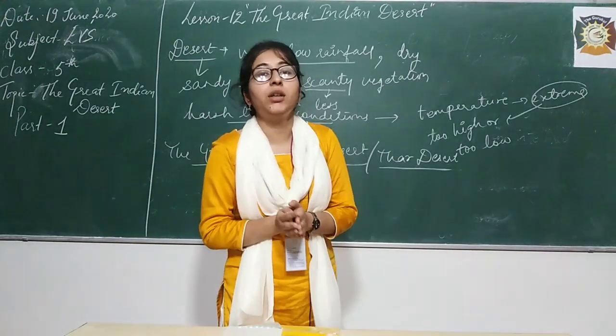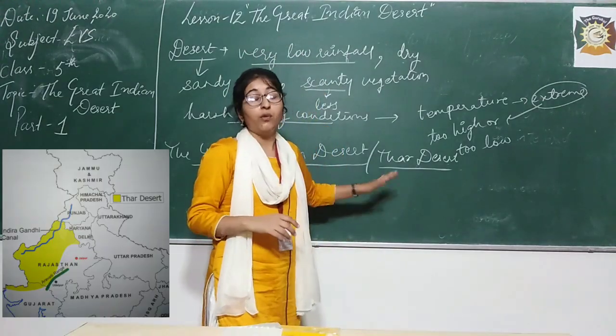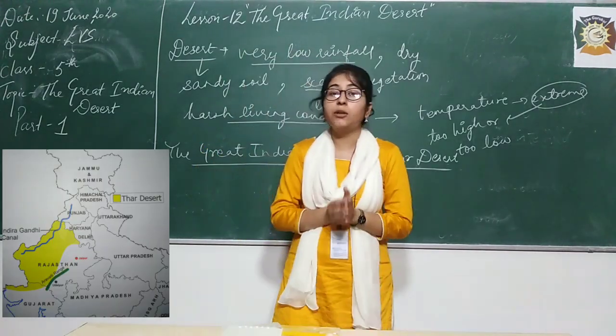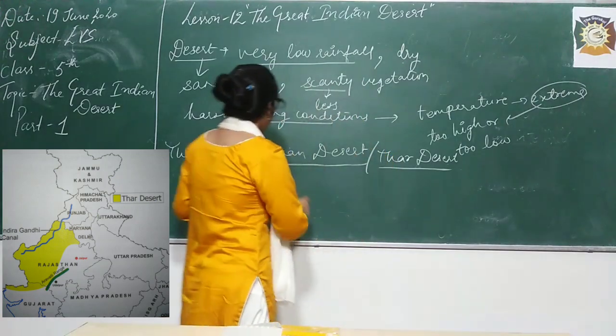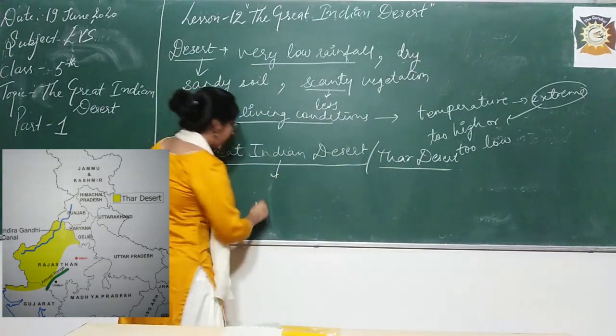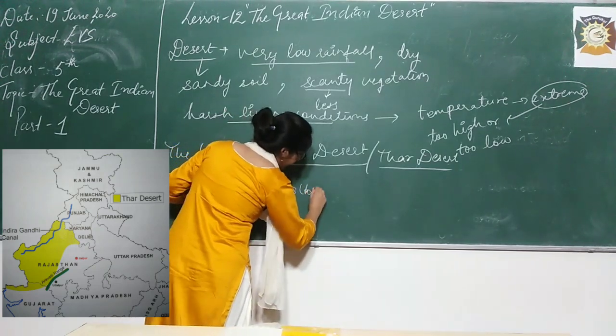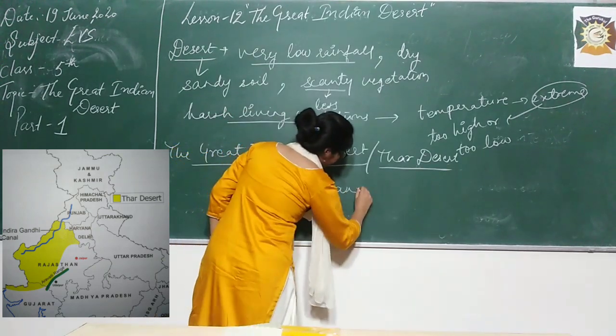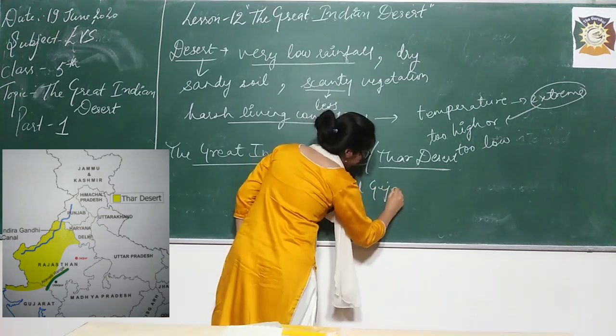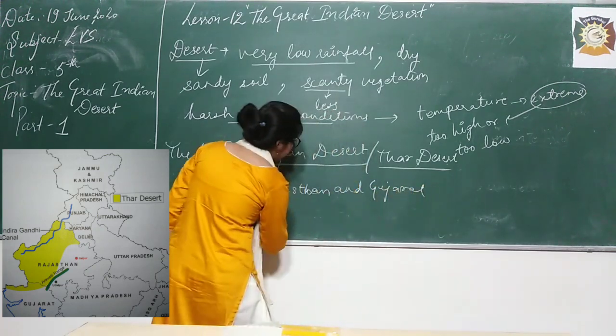The Great Indian Desert or the Thar Desert, where is it located? Its major portion is located in Rajasthan and Gujarat. Majorly it is located in Rajasthan and Gujarat. I hope you are all now aware of where these states lie.